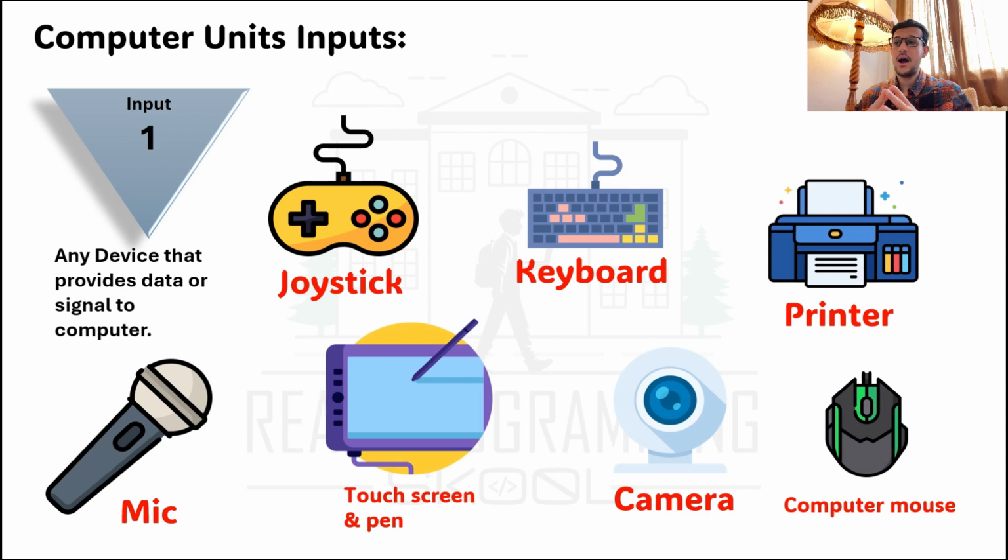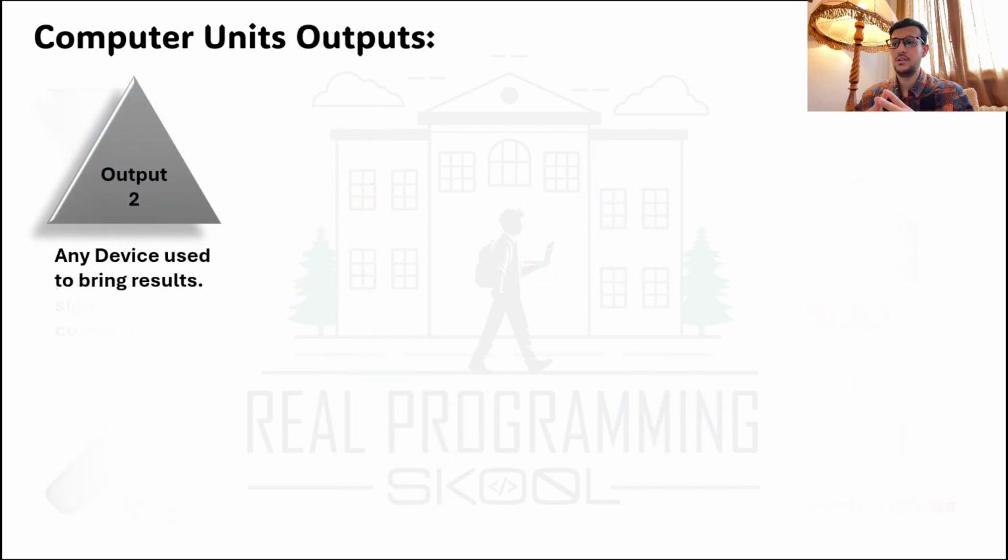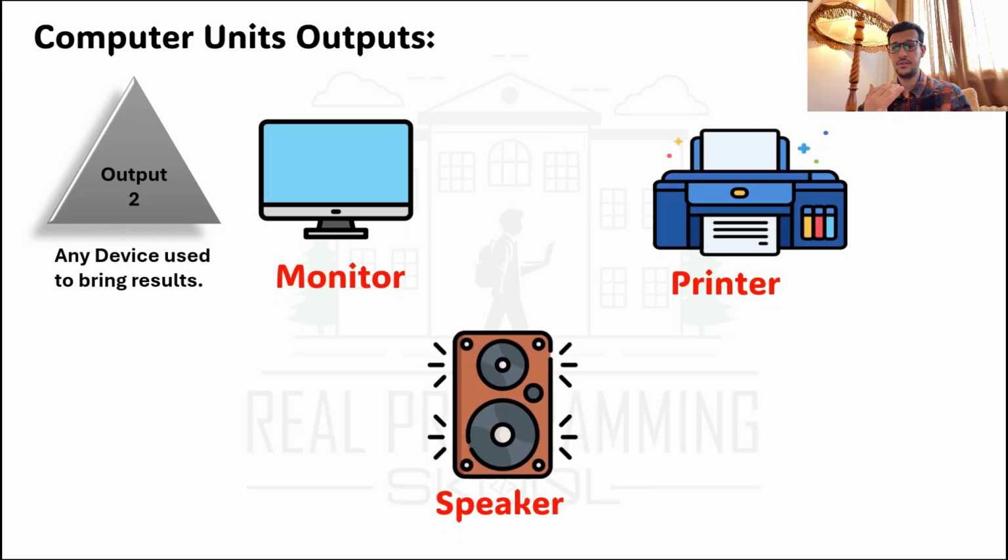The second unit of the computer is the output unit. Any device used to bring results from the previous input units. Some of them, when we input to them, give us outputs, some information. They bring us results. Like what? Like a monitor, printer, speaker that you hear me from now, a monitor that you see me on now. These are the computer output units.